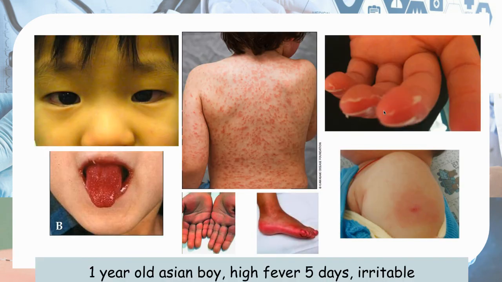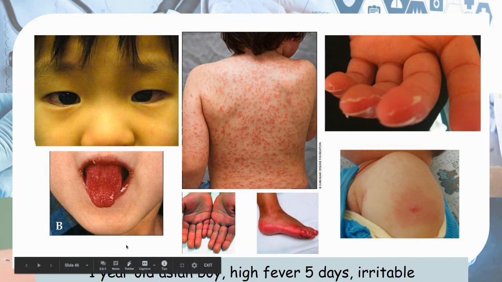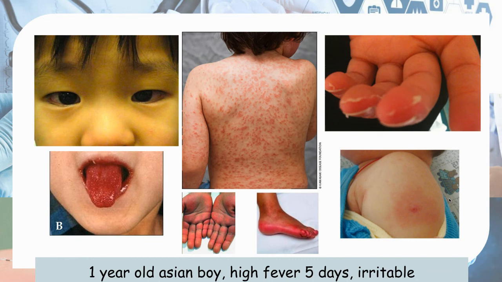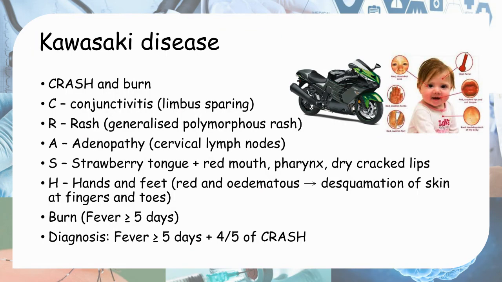And lastly, this is Dr. Tin's favorite. What is this? You have conjunctivitis, you have strawberry tongue, you have a maculopapular rash, you have redness and edema of the hands and feet, which later desquamates. You can have activation of the BCG vaccine site. It's a 1-year-old Asian boy, high fever for 5 days, irritable. This is Kawasaki disease. And you can remember the features, and also these are the diagnostic criteria.